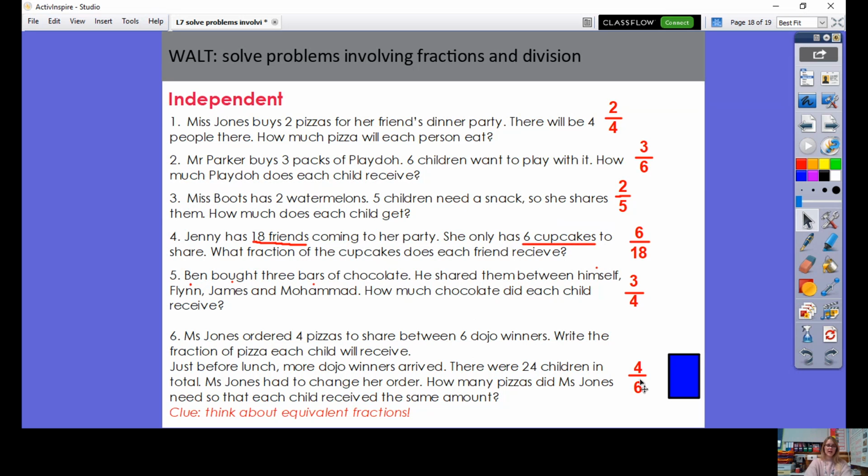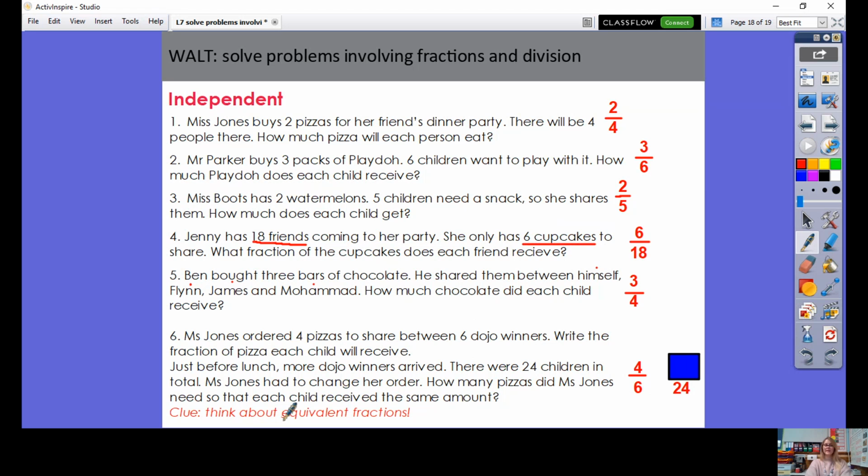A little bit more of a challenge at the end. Just before lunch, more Dojo winners arrived. There were 24 children in total. Miss Jones had to change her order. So how many pizzas would she now have to order so that each child would get the same amount? So we started with 6 children, and there are now 24 children. So I need to think about how many pizzas Miss Jones is now going to order. She was going to order 4 for 6 children, but now it's changed to 24.